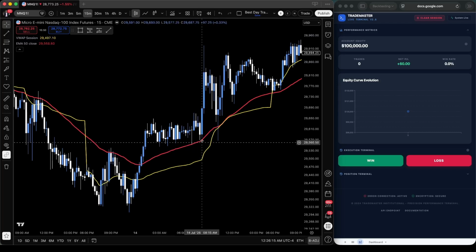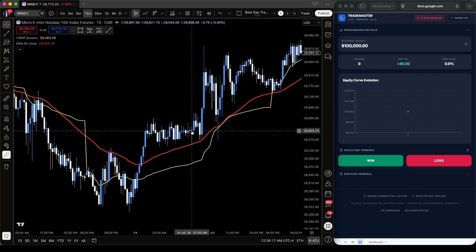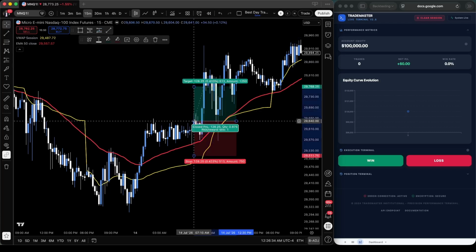All right, so you want the 50 moving average to be above the VWAP, as you can see here. And the price needs to actually touch the EMA itself, like it needs to touch it and reject it. And then the very next candle needs to be an engulfing, or it needs to engulf that candle. So this will actually be a perfect entry right there.